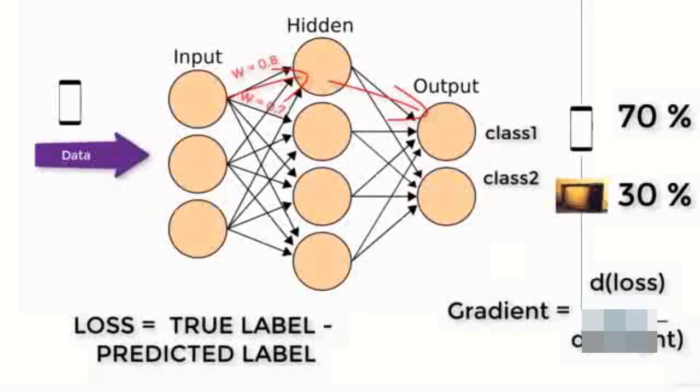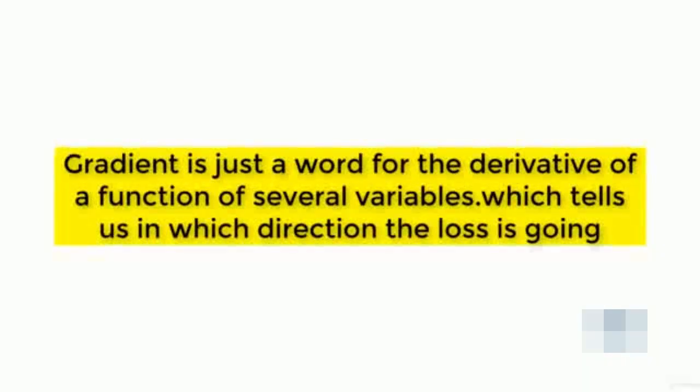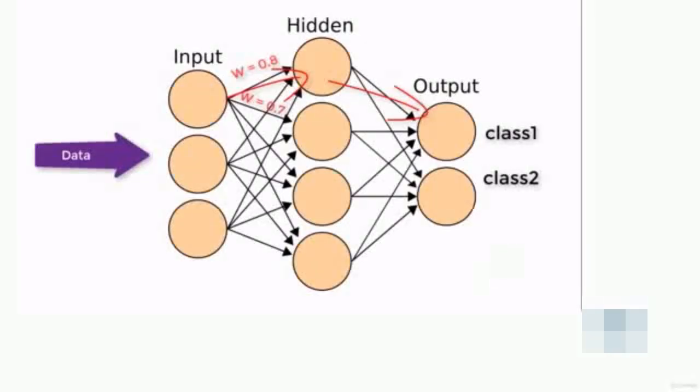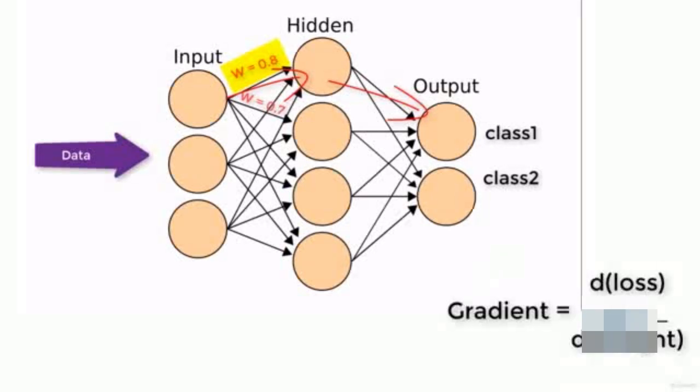After the loss is calculated, the gradient of this loss function is computed with respect to each of the weights within the network. Note the gradient is just a word for the derivative of a function of several variables, which tells us in which direction the loss is going. As of now, let's focus on only one of the weights in the model. At this point, we have calculated the loss of a single output, and we calculate the gradient of that loss with respect to our single chosen weight. This calculation is done using a technique called backpropagation.